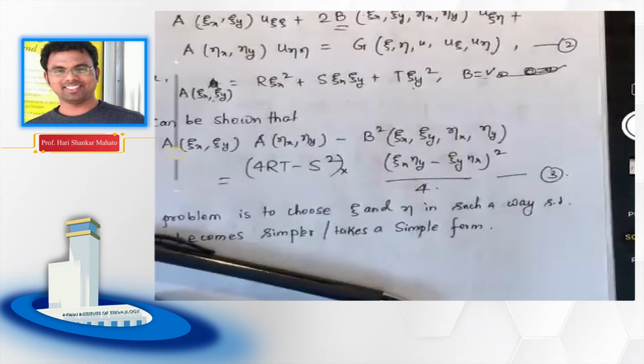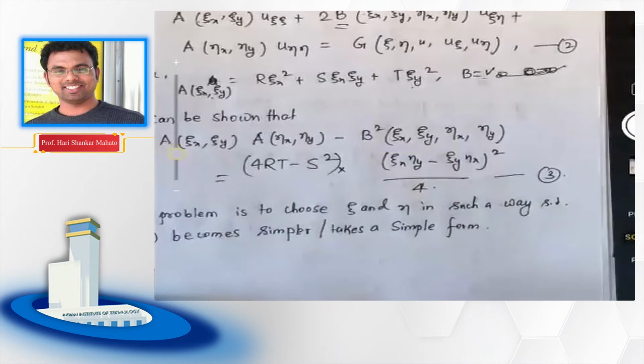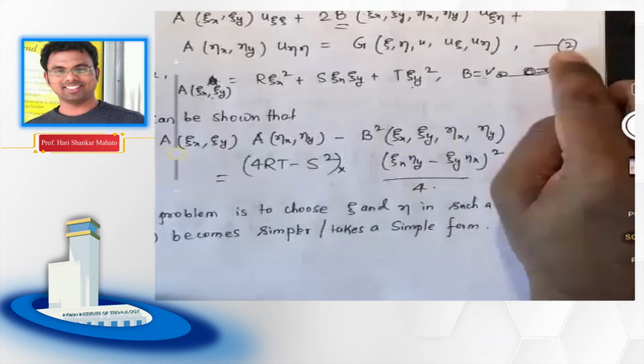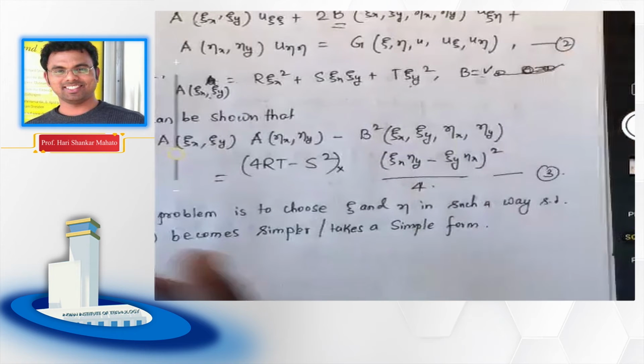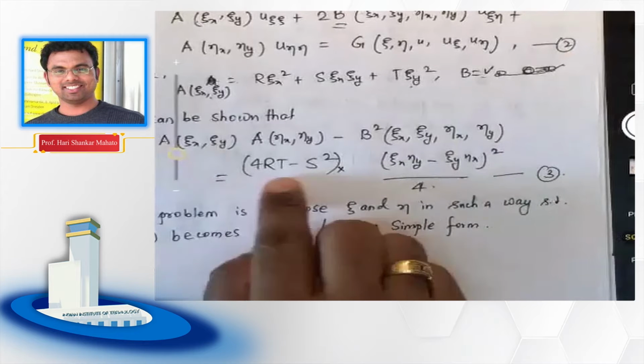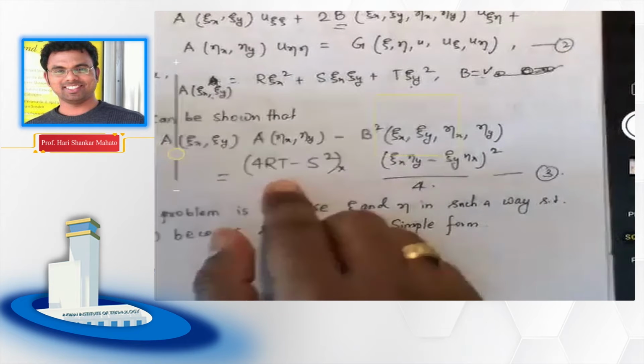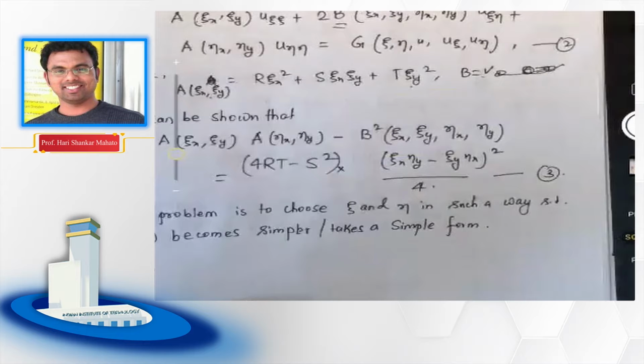So in the canonical form problem, our task is to choose xi and eta in such a way that equation number 2 will become simpler or take a simple form. And that is the overall thing that we are going to do in the canonical form. Now, first of all, looking at this term 4RT minus S square. How to choose this xi and eta, we will see via some problems.